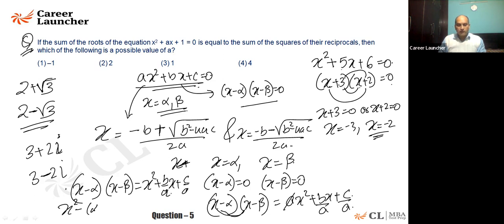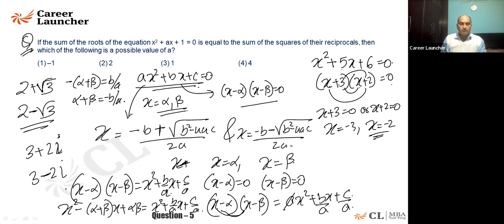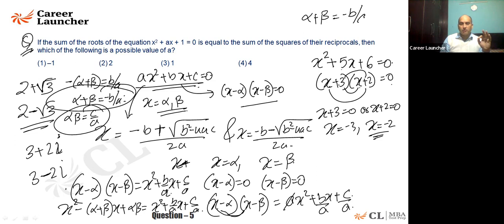I'll open the equation: x square minus alpha plus beta x plus alpha into beta is equal to the same equation. I hope you understand because the coefficient of x squared should be the same. My dear, from this I can say minus of alpha plus beta is equal to b by a, or alpha plus beta is minus b by a. Second is alpha into beta is c by a. These are the two values which I'm going to get here. So my dear, for any quadratic equation in this form, the sum of the roots is minus b by a, and the product of the roots is equal to c by a. This is how you do it.